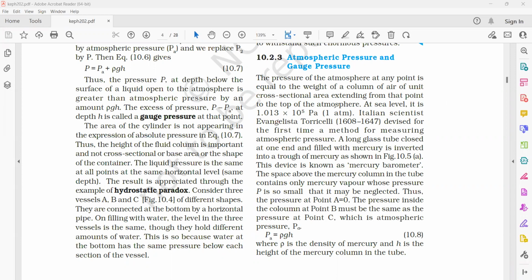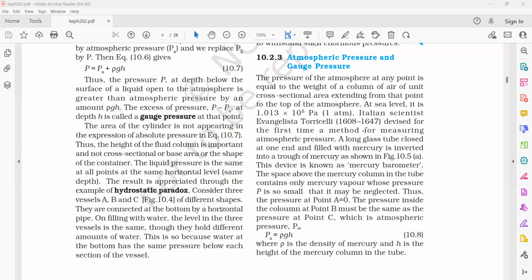The Italian scientist Evangelista Torricelli was the first person to demonstrate a method for measuring atmospheric pressure. He lived from 1608 to 1647, a very short span of 39 years. In his experiment, he used a mercury-based method for measuring pressure and pressure differences. That's what we will study now.